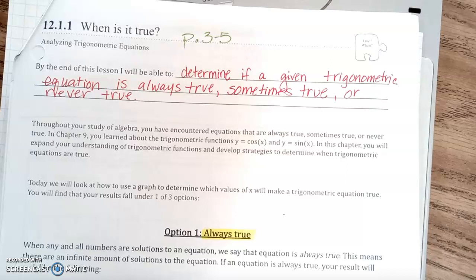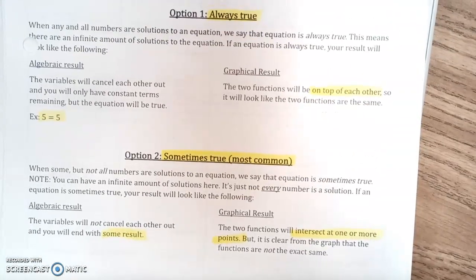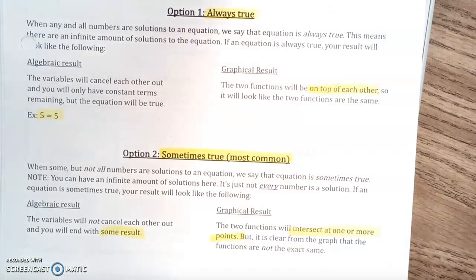You will find your results fall under one of three options. So the first option, number 1, is when it is always true. When any and all numbers are solutions to an equation, we say the equation is always true. This means there are an infinite amount of solutions to the equation.